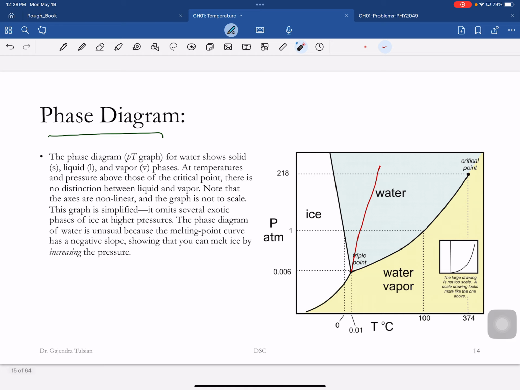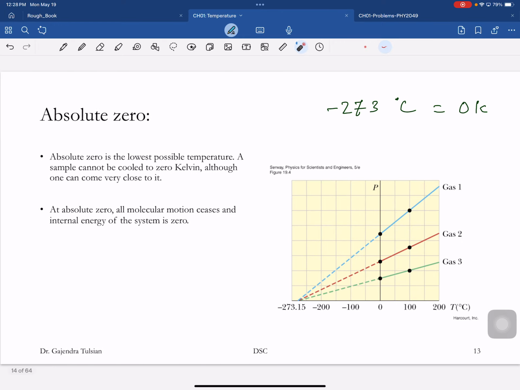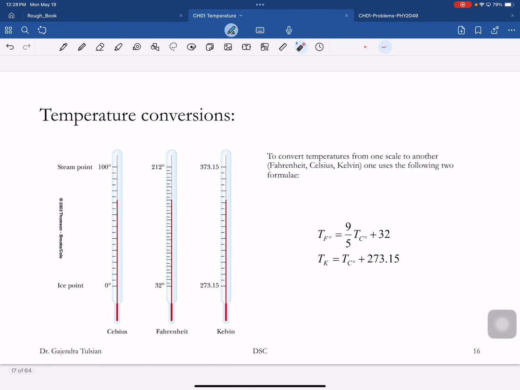Anyway, these phase diagrams are very useful, and you will learn about them. So those are the temperature scales. All right, so triple point of water, we learned about that.